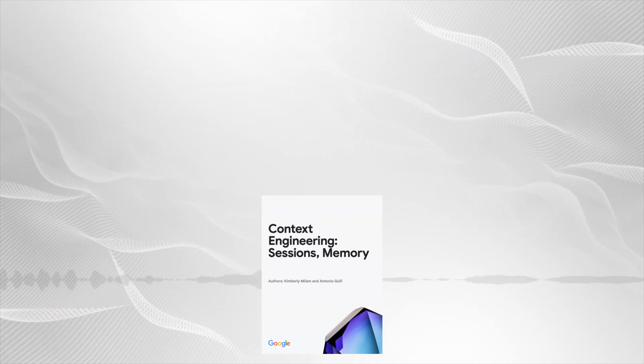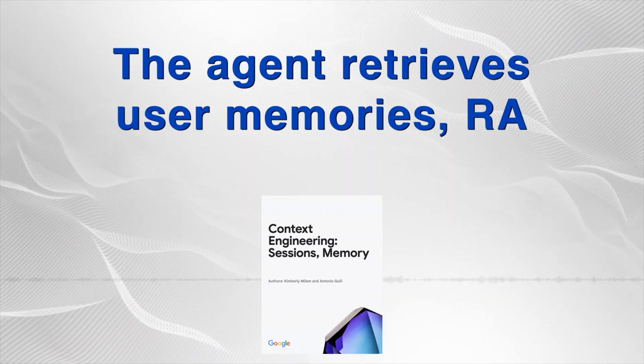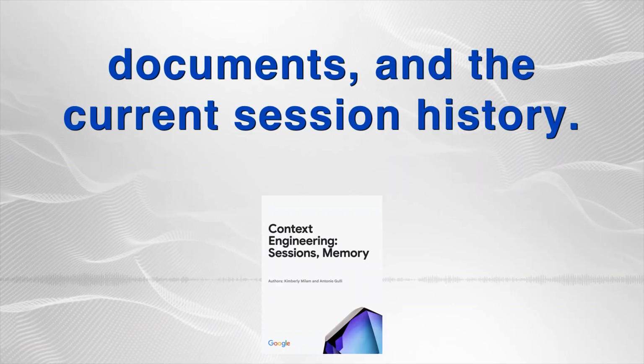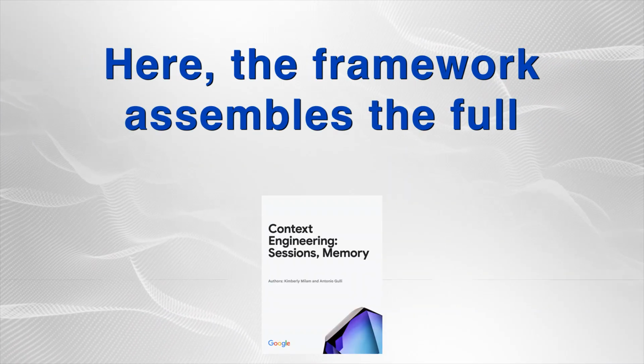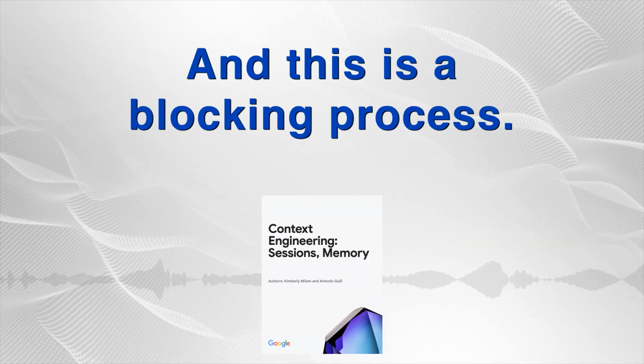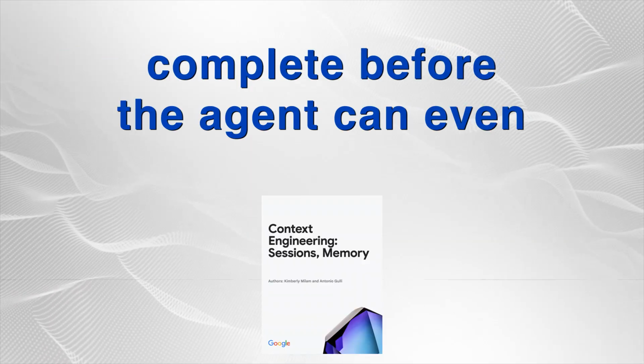So what are those four steps? Step 1 is fetch context. The agent retrieves user memories, RAG documents, and the current session history. Step 2, prepare context. Here, the framework assembles the full prompt. And this is a blocking process. It is. It's on the hot path, meaning the user waits for this to complete before the agent can even begin to think.